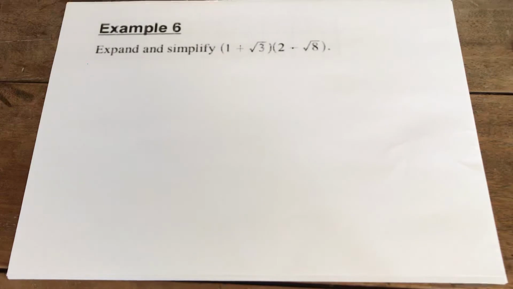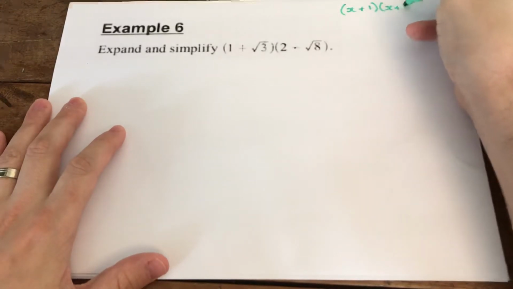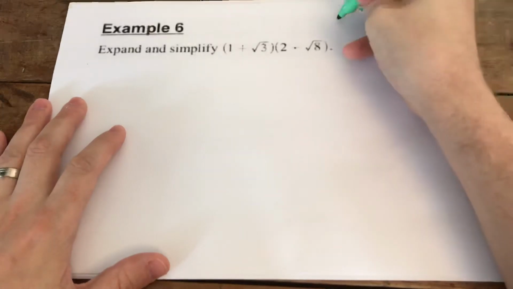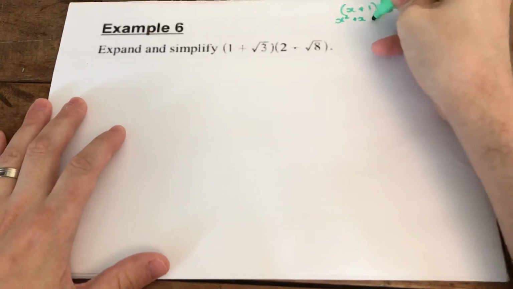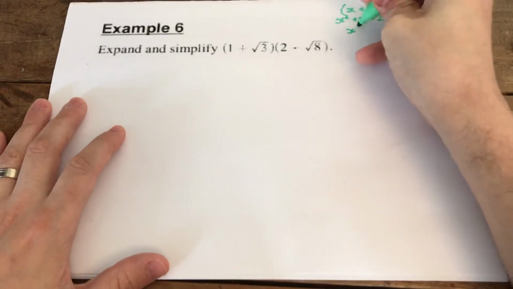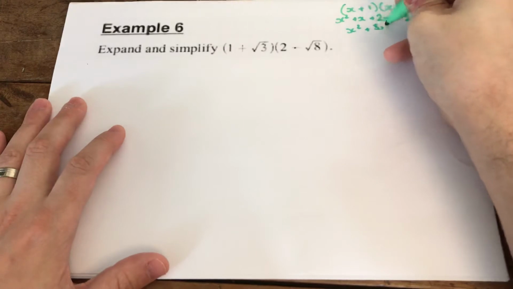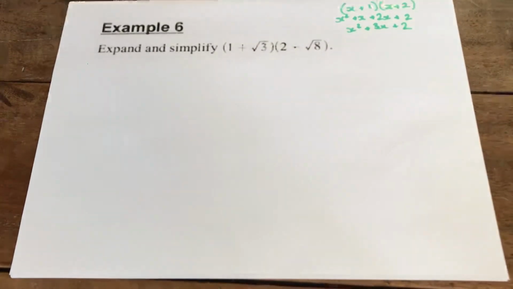Now when we look at this, we expand this exactly the same way as if you imagined we had x plus 1, x plus 2. You would go x times x is x squared, 1 times x is x, x times 2 is 2x, then 1 times 2 is 2. Then you would put together your like terms and simplify it and you'd get x squared plus 3x plus 2. Well, we're going to do exactly the same thing for this question here.